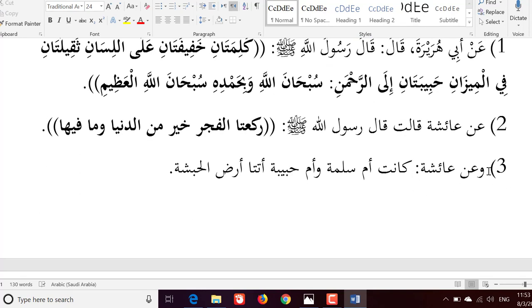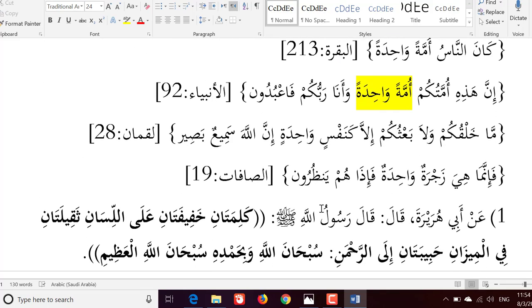Last, we have the hadith of Aisha. It says, An Aisha, kanat Salama wa Habiba atata ard al-Habasha. Where's the dual here, or the number one here? Atata. So if it was a singular woman, the verb would be atet. Atet. But because it's dual, Salama and Habiba, then the verb becomes atata. And so that extra aleph at the end shows that that's dual. That was going to be a little bit difficult for you to get, so that's why I decided to give you some help with that.